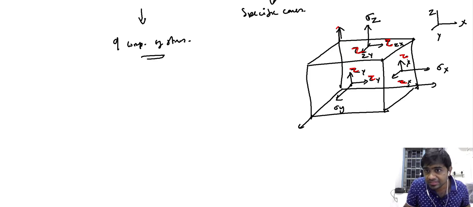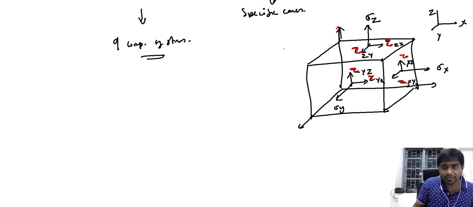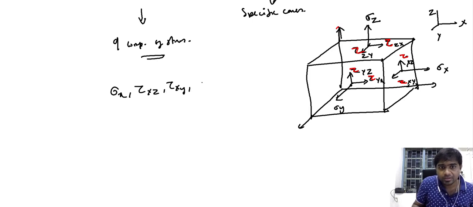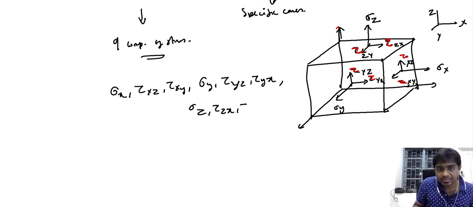In the same way, in this case, the second index will be z as it is acting along the z direction. In this case, it is y as it is acting along the y direction. In this case, the second index will be z as it is acting along the z axis, and in this case it will be x as it is acting along the x axis. Now when we combine all these different components of stresses, that is sigma x, tau xz, tau xy, sigma y, tau yz, tau yx, sigma z, tau zx, tau zy.